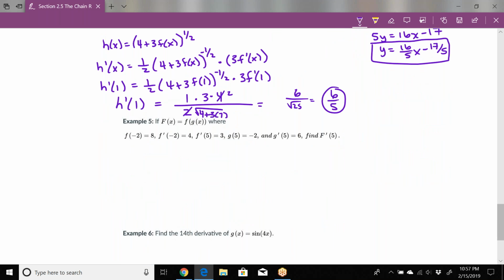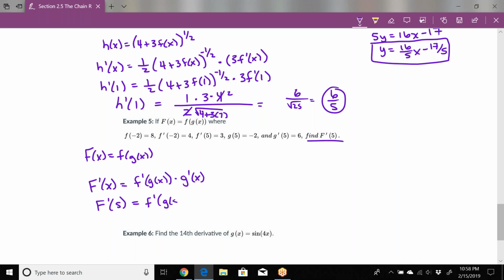And then we did example 6 in class, so let's do example 5. This is big F of x is f of g of x according to the directions, and it wants us to find the prime of that. So that means we're going to have to take the derivative of this composition, which means it's the derivative of the outside function with the interior staying the same, times the chain, which is the derivative of the inside function. So if we plug in 5, this gives me f prime of g of 5 times g prime of 5. So we have some information up here in this list.